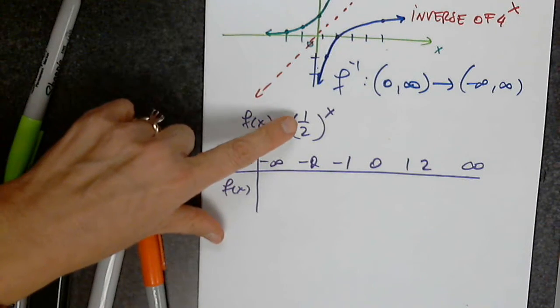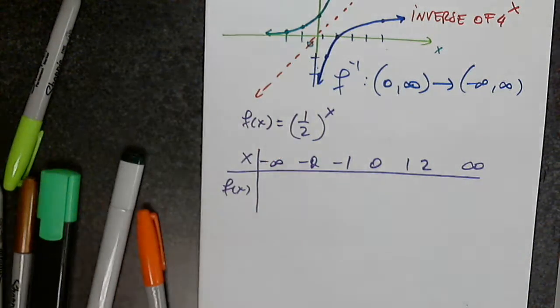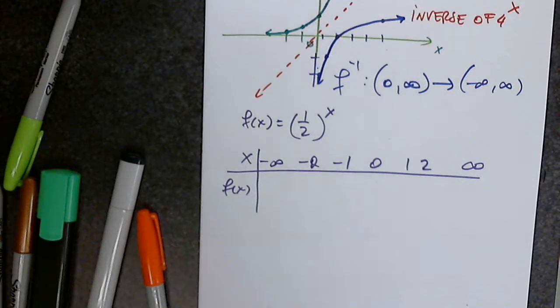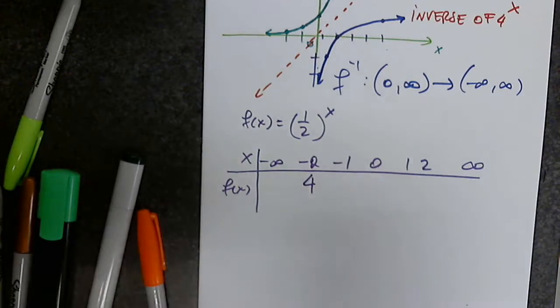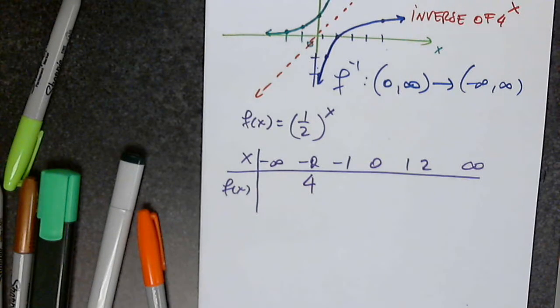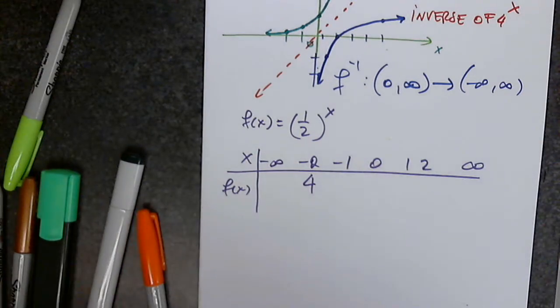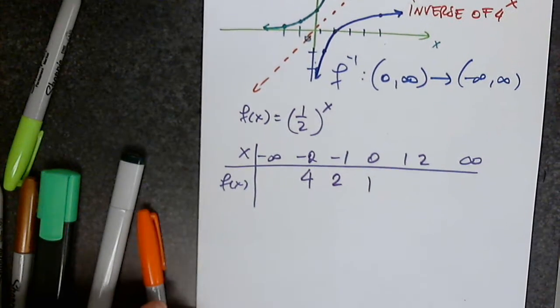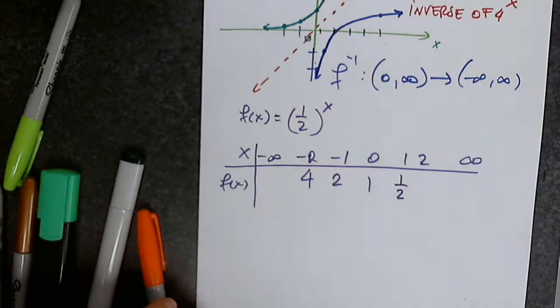So hold on. 1/2 raised to -2. I have to flip. So it's 4. 1/2 raised to -1. So in parentheses, 1 divided by 2. So 1/2 raised to -1. Good. 1/2 raised to 0. 1/2 raised to 1. 1/2 raised to 2.